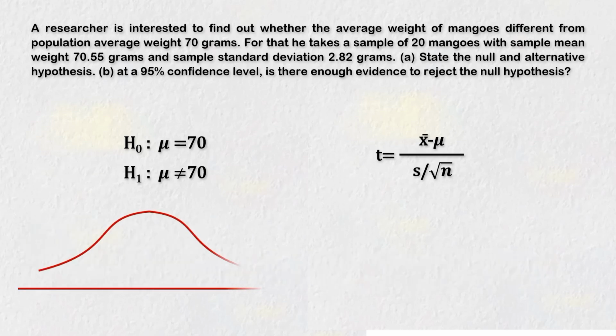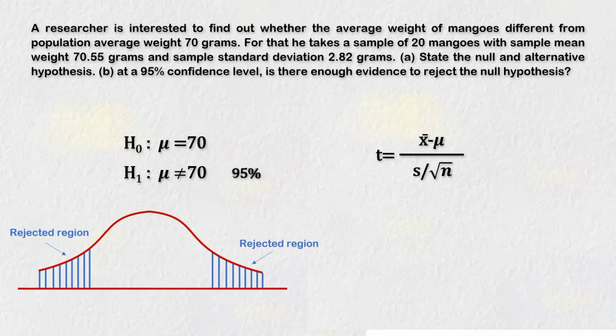Now, this is our normal distribution. Look at alternative hypothesis. Sample mean is not equal to 70. It means it can be lower or higher. So it is a two-tailed test. When it is lower, then rejection region will lie on left side. And when it is higher, then rejection region will lie on right side.